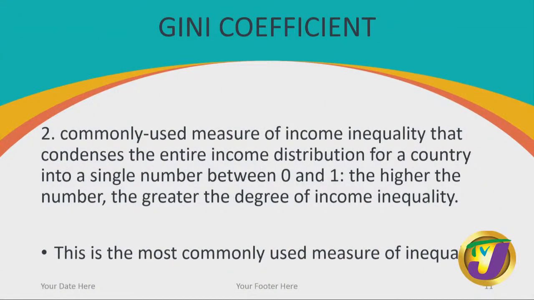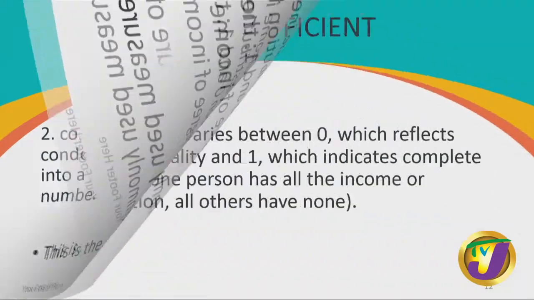Now, the second measurement is referred to as the Gini coefficient. It's a commonly used measure of income inequality that condenses the entire income distribution for a country into a single digit between 0 and 1. The higher the number, the greater the degree of income inequality.